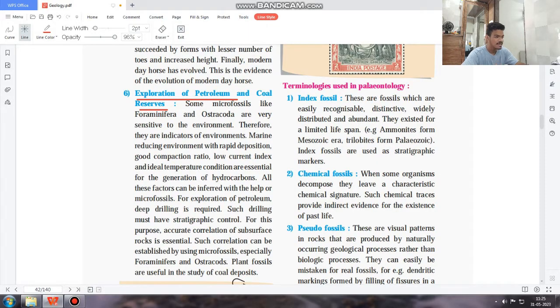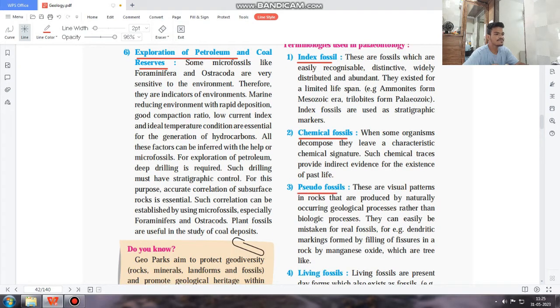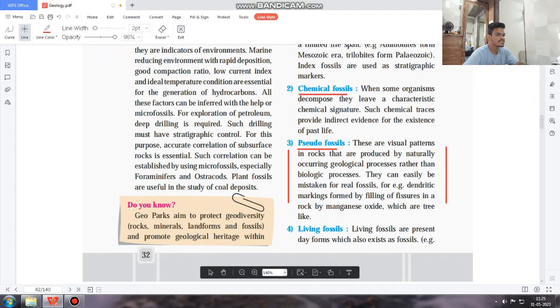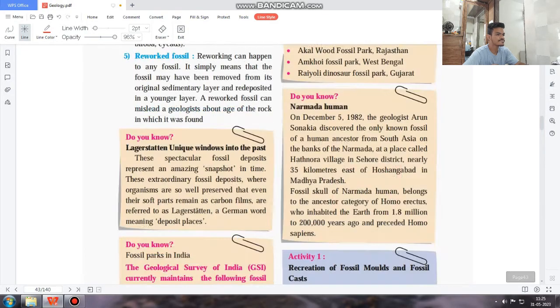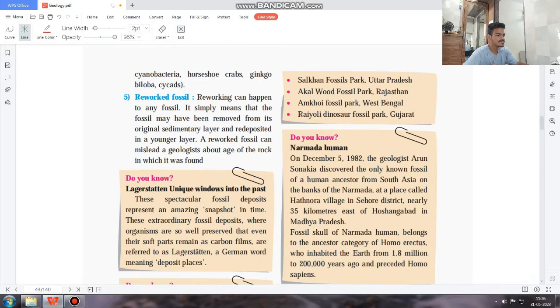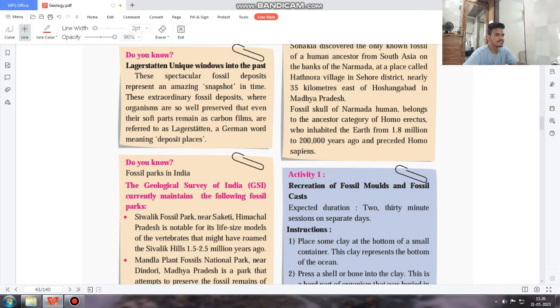These are the various terminologies used in paleontology. Index fossil. You can read this. Sometimes it comes, sometimes it doesn't come, so better you read this. I know I'm telling you everything to read and read. I'm not marking it as important because mostly nothing comes from this. Pseudo fossil is important. Read this entire paragraph. This is important. Living fossils. Reworked fossils, nothing much.